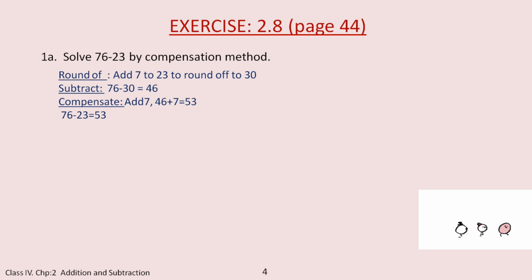Now students, you see that you have actually added 7, but you have not done so. See, you have to subtract 23, but you have subtracted 30. This means the actual effect is you have subtracted 7. And hence I have to compensate this action. So I will add 7 to the answer, that is 46 plus 7 will give me 53. So my final answer is 76 minus 23 is 53.